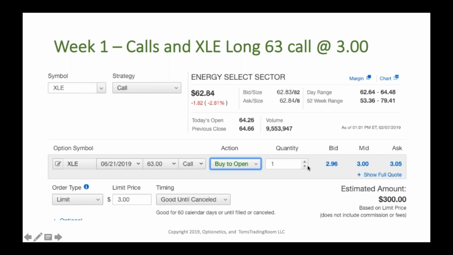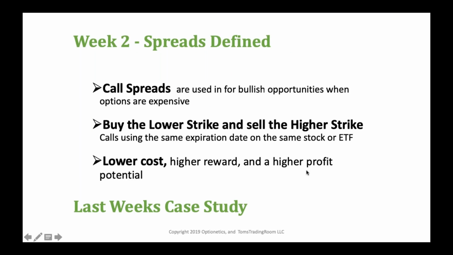So that was the long 63 call. Last week, I talked about spreads.